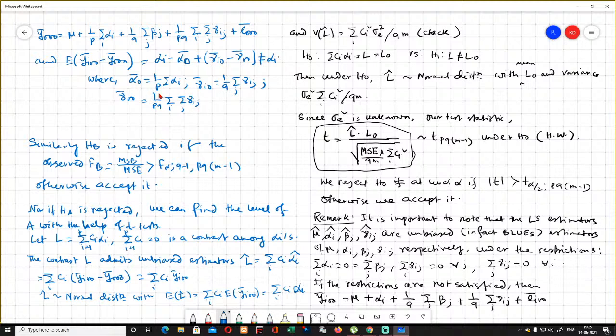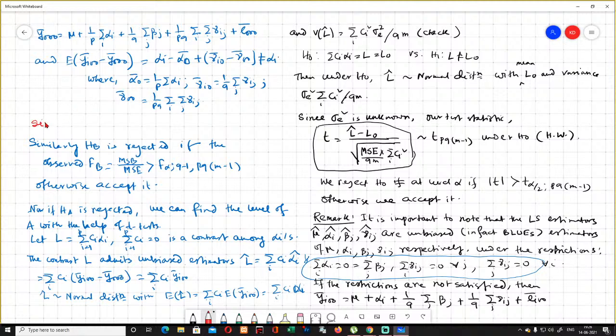Similarly, we can check the expectation of beta j hat. This is again not equal to beta j. The expectation of gamma ij hat is again not equal to gamma ij. So if you consider this restriction, then these are unbiased estimators. Under this restriction, alpha i, beta j, gamma ij are unbiased estimators. Otherwise, they are not unbiased estimators. So we can conclude this.